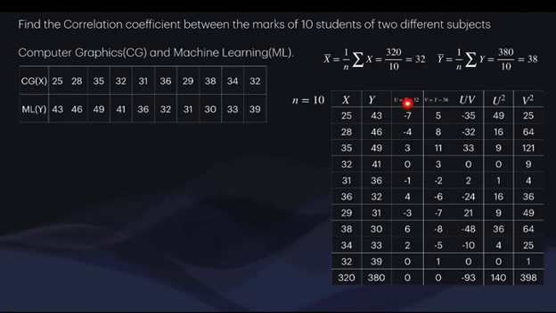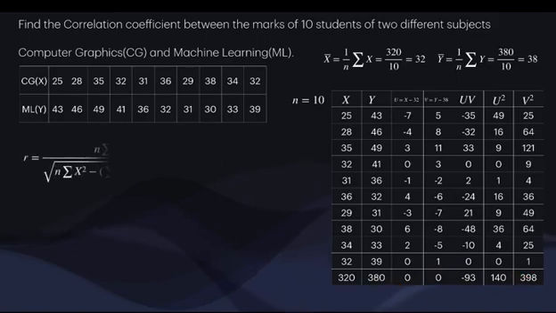Now let us work with u and v. Just multiply this u and v column, so we'll get this column, and find the square of u, that will be u square. Find the square of v, that will be v square. Just sum it up. The summation is written in the last row.